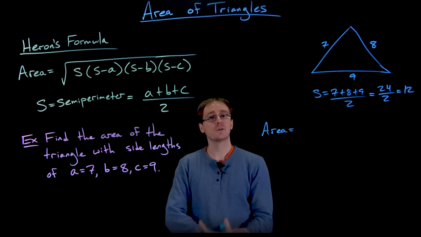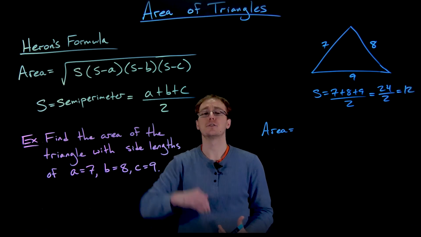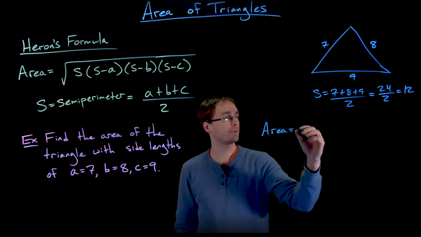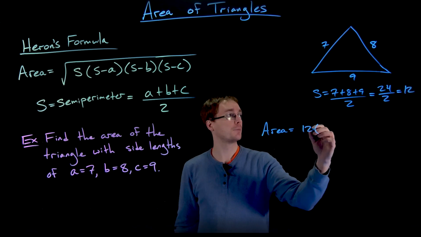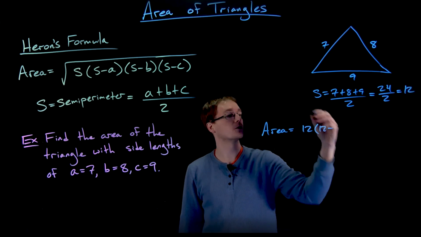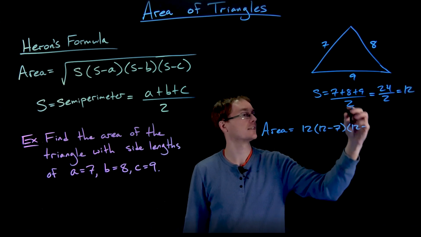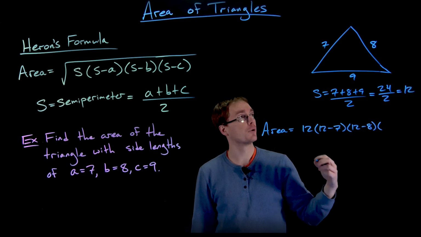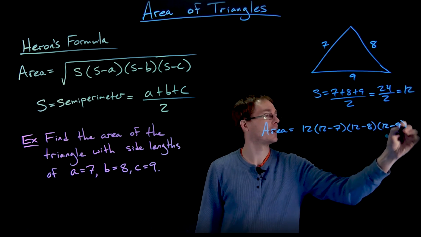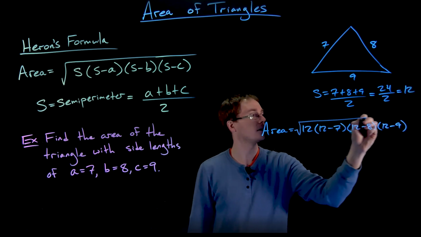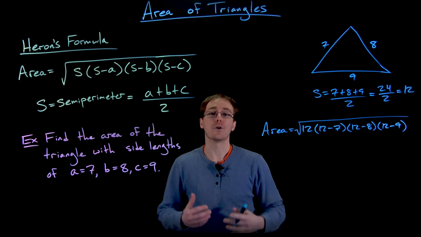So now to finish this off, we just have to plug our semi-perimeter value into our Heron's formula. We already know the values of A, B, and C. So our semi-perimeter S is 12. That's going to be the first factor in Heron's formula. Then we have to multiply that by 12 minus our first side length of 7. That gets multiplied by 12 minus our second side length of 8, which then gets multiplied by 12, or our semi-perimeter, minus our remaining side length of 9. So we multiply these four quantities together, take the square root of that, and that'll give us the exact area of this oblique or non-right triangle.